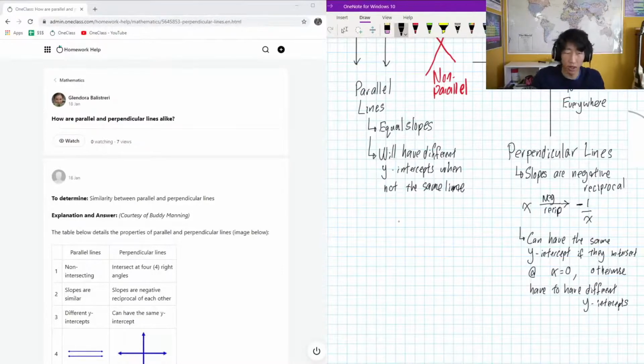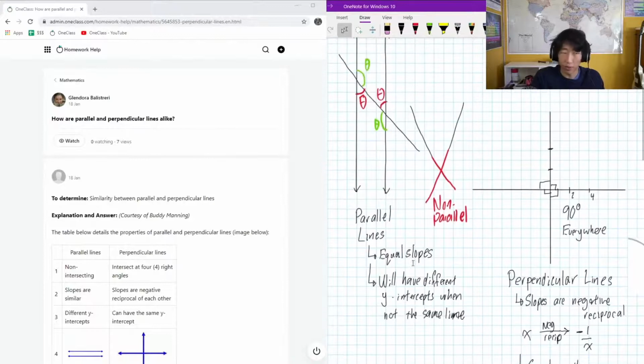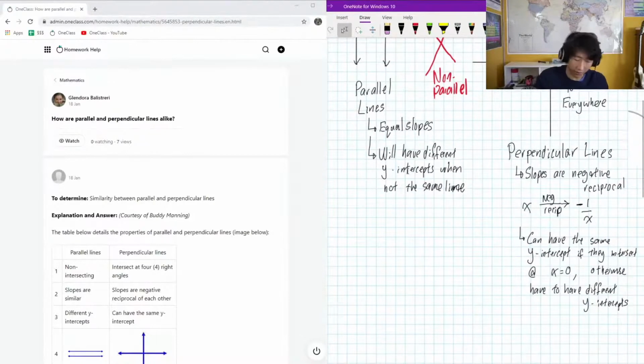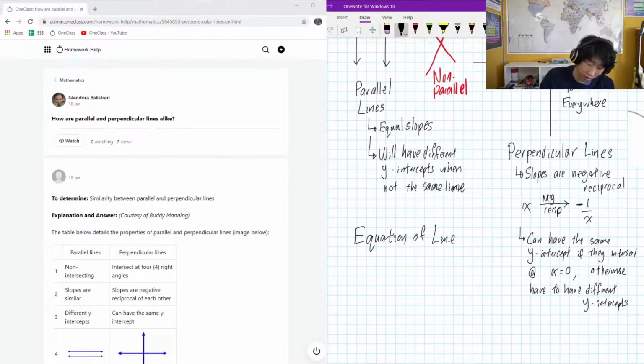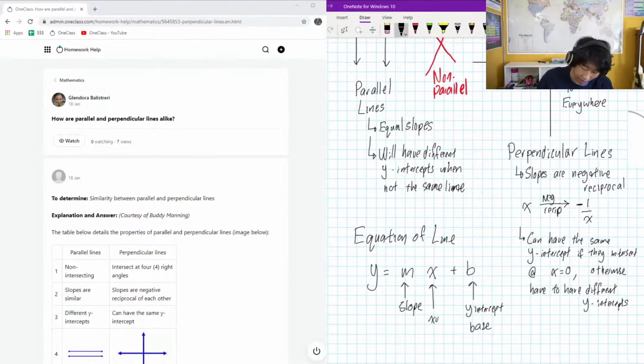Okay, so these are some of the differences and similarities when we talk about parallel lines. As we know, the equation of a line is going to look something like this. Typically, we like to use the form y equals mx plus b, where m is the slope and b is the y-intercept, also known as the base, and x is just the x value at that point, and same with y. Y is just the y value at that point.